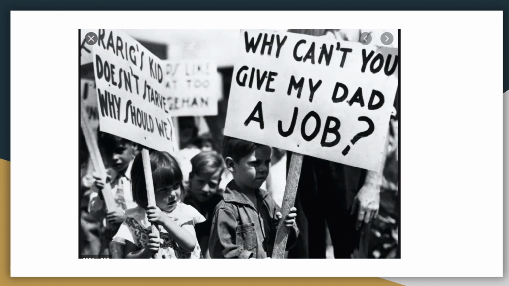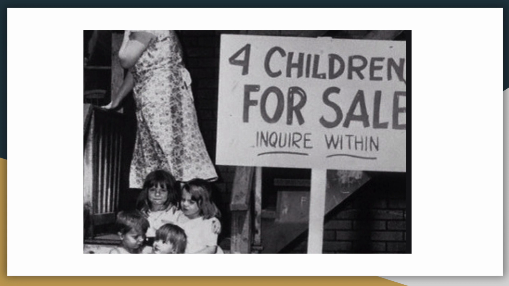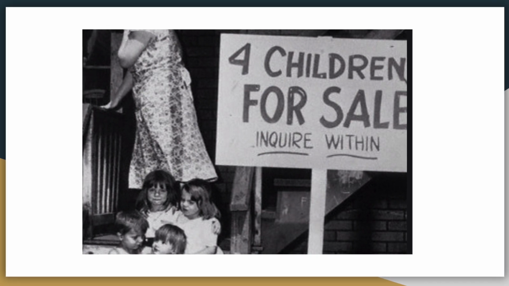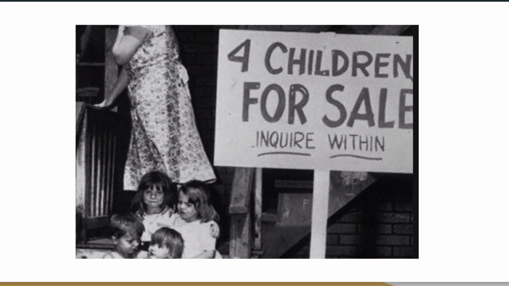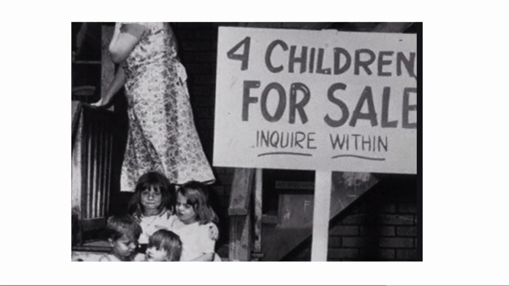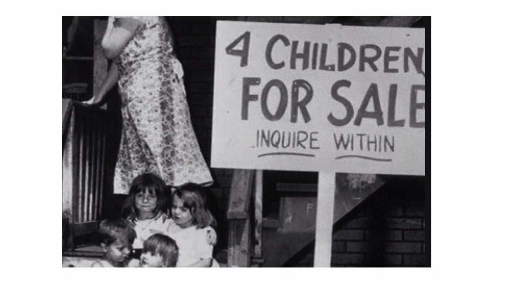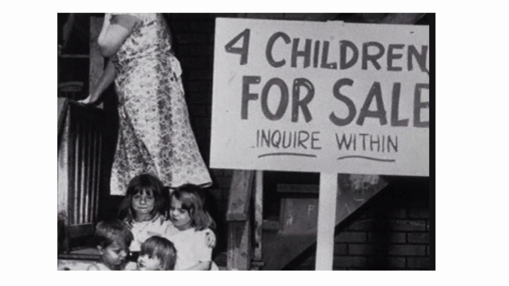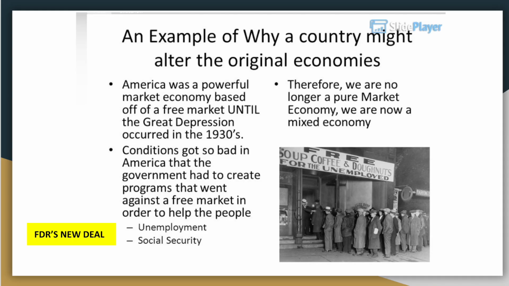Go to slide 11. And you can see how children were affected. Go to slide 12. This was the reality of the situation in the United States, where people became so poor, it was common to sell children to have the rest of your family survive. Okay? Go to slide 13.